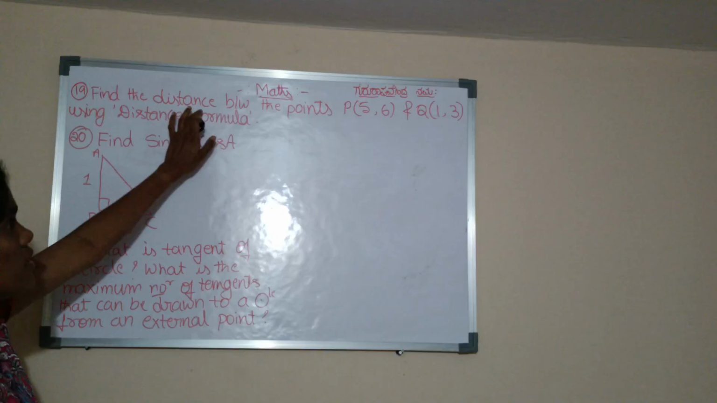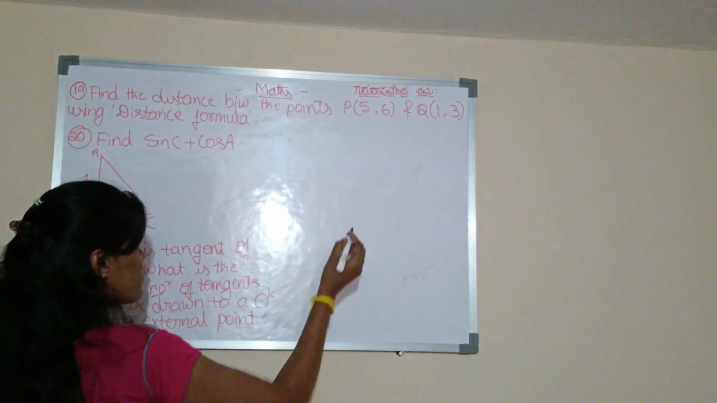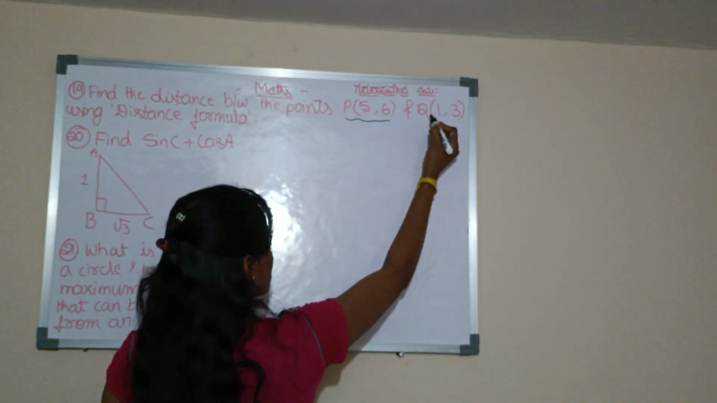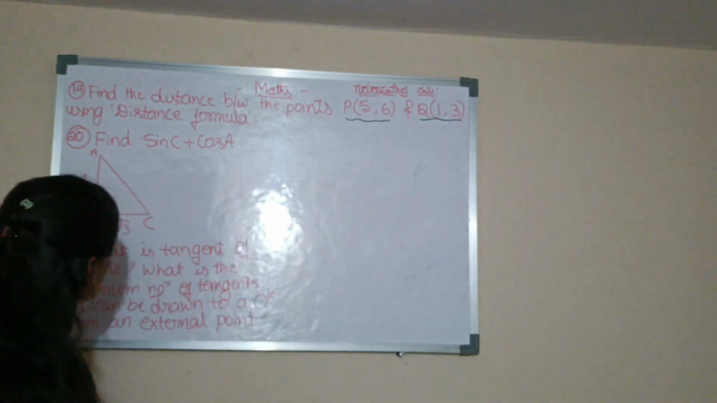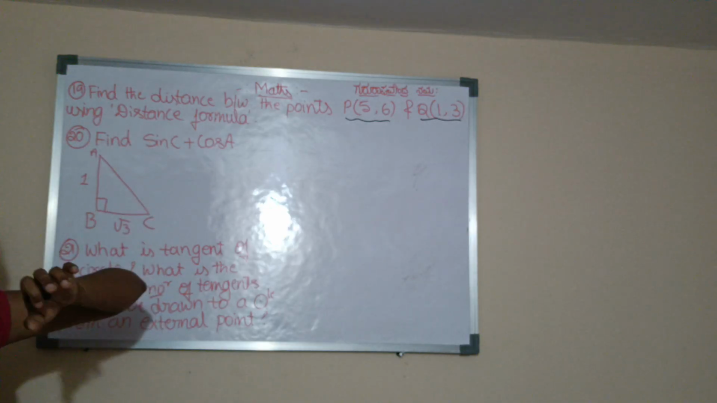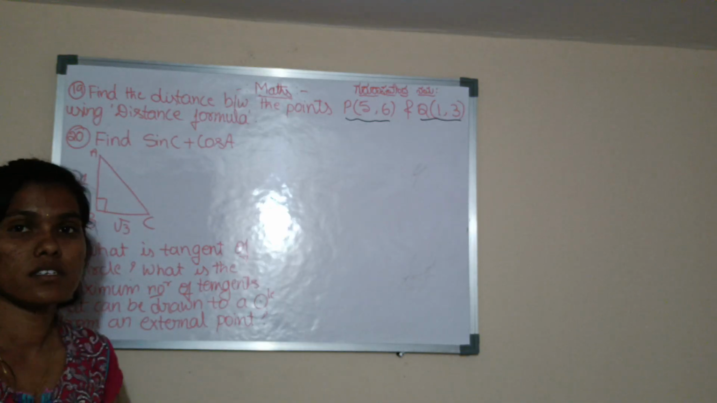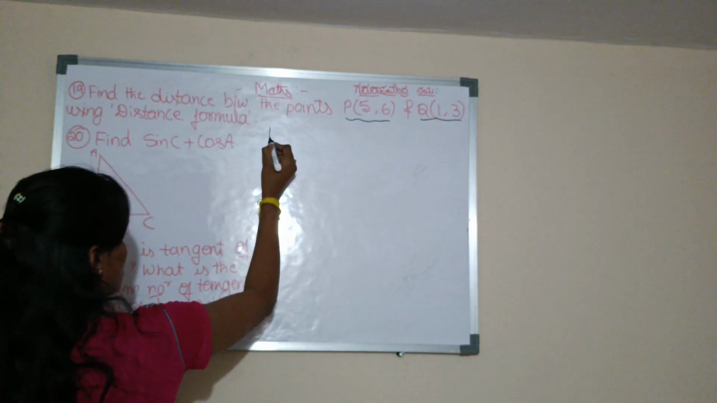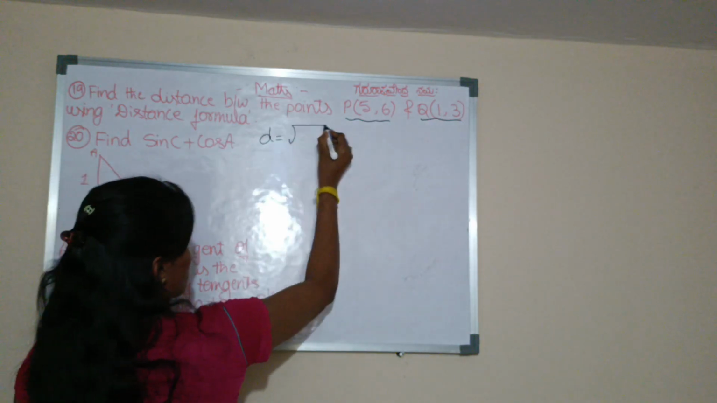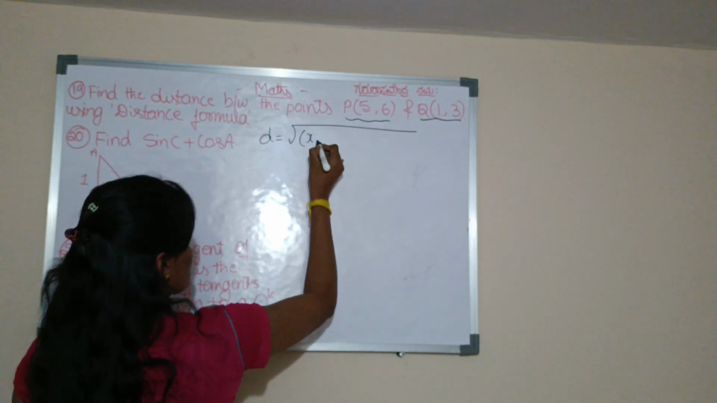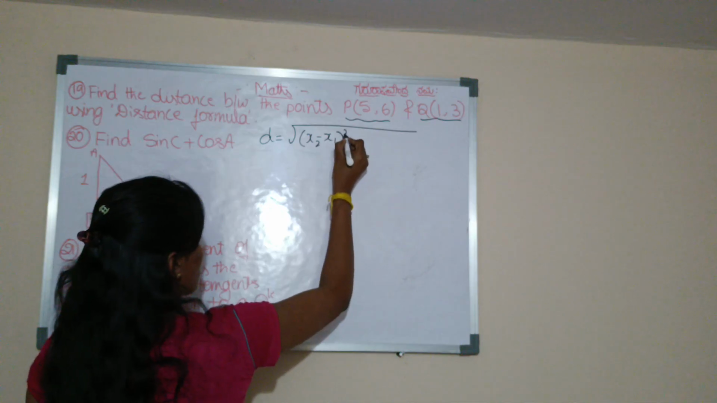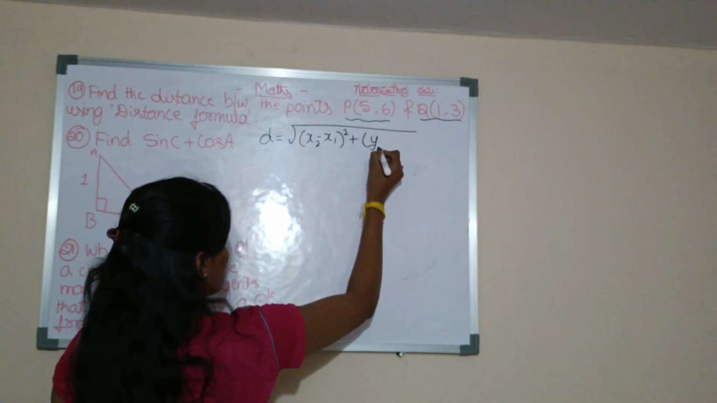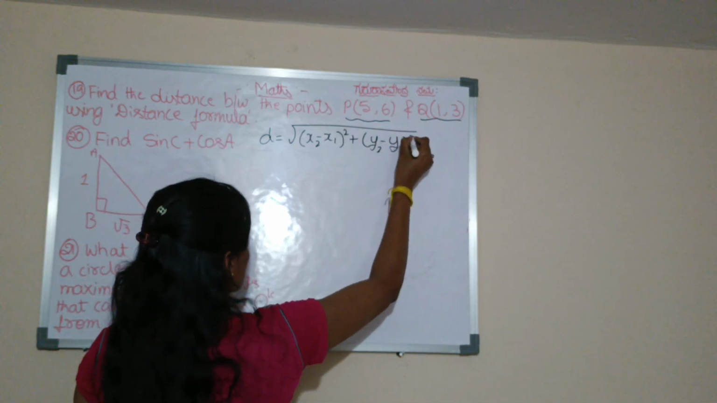Our next question, the distance between points. Here they given a point P (5, 3), Q (1, 3), using the distance formula. You have to remember the distance formula. D is equal to square root of (x2 minus x1) whole square plus (y2 minus y1) whole square.